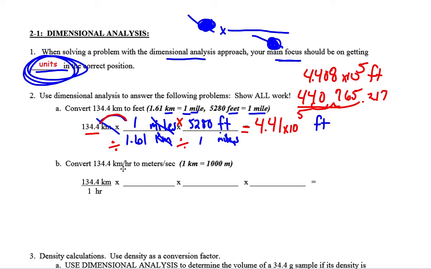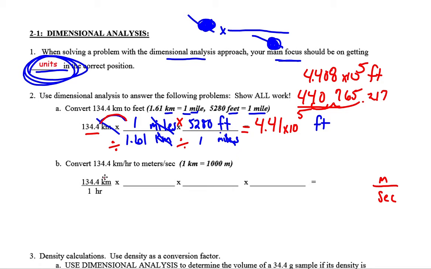The next one is a 2-unit cancellation. So I've got kilometers per hour, and I've got to end with meters per second. So way over here, I'm going to write what I want to end with, meters per second. Now remember, meters is M, miles is MI. So I want to make sure I don't mix those up. So, eeny, meeny, miny, mo here. Do I want to convert kilometers to meters first, or do I want to convert hours to seconds first? It doesn't really matter because it's all multiplication and division. It's all going to get scrunched up together.